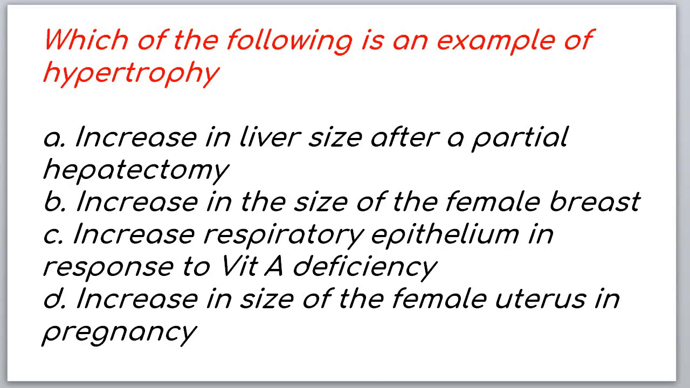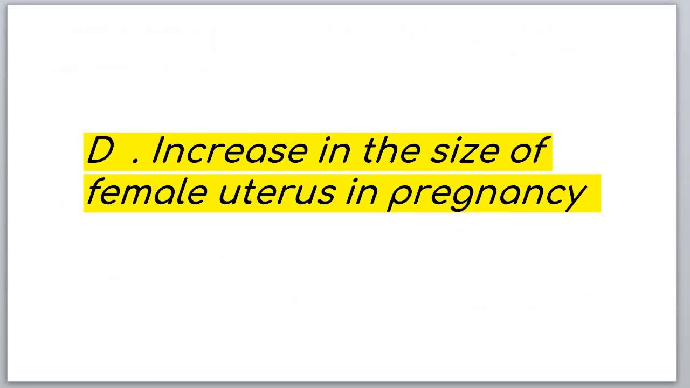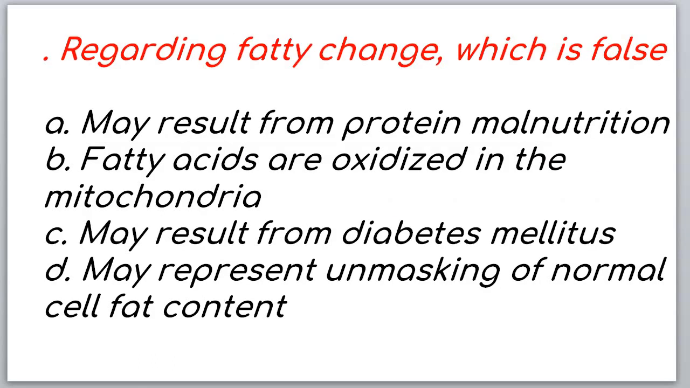Which of the following is an example of hypertrophy? Option A, increase in liver size after a partial hepatectomy. Option B, increase in the size of a female breast. Option C, increase in respiratory epithelium in response to vitamin A deficiency. Option D, increase in size of the female uterus in pregnancy. Option D, increase in the size of the female uterus in pregnancy, is the correct option.